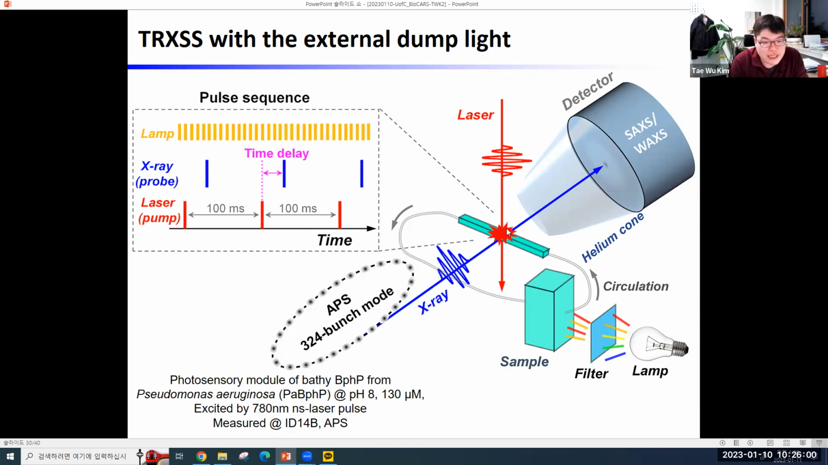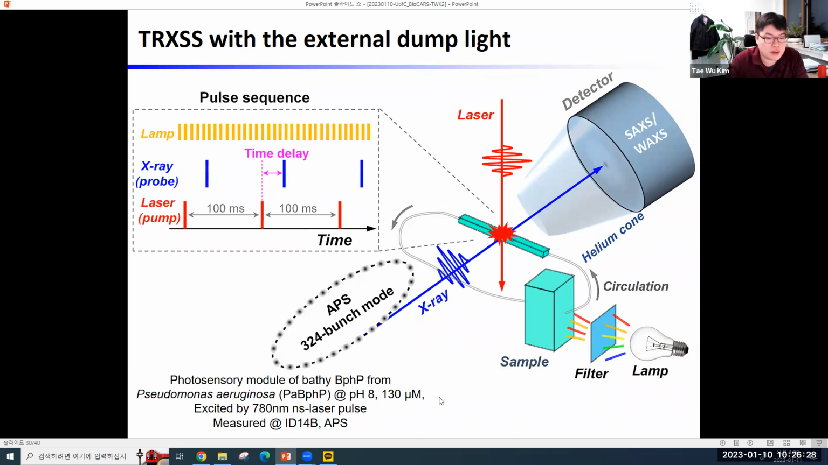This bacterial phytochrome has two different light-induced states, the PFR and PR. So we want to make a very constant chemical equilibrium between the PFR and PR. That's why we use additional light to keep a constant population between the PFR and PR. And the experimental details I will summarize here.